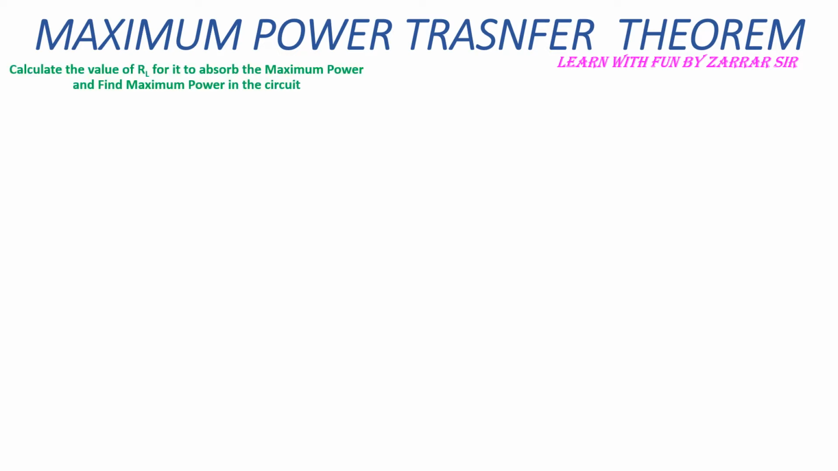So let's take a problem. Suppose this is the problem: calculate the value of RL for it to absorb the maximum power and find the maximum power in the circuit. Now you need to calculate the value of RL, which means you have to calculate the value of the load resistance or RTH. Okay. So this is the problem.